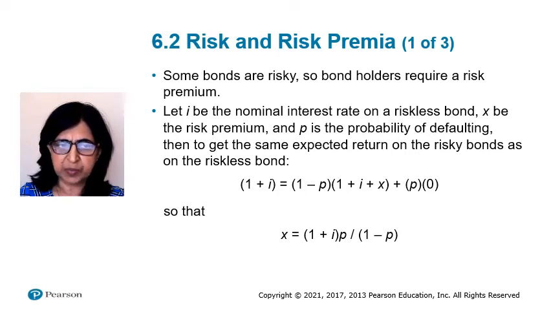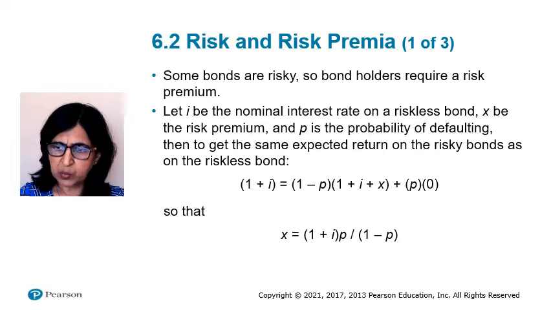Call x the risk premium. To get the same expected return on the risky bonds as on the riskless bond, the following relation must hold: 1 + i = (1 - p)(1 + i + x) + p(0). The left-hand side gives the return on the riskless bond. The right-hand side gives the expected return on the risky bond.